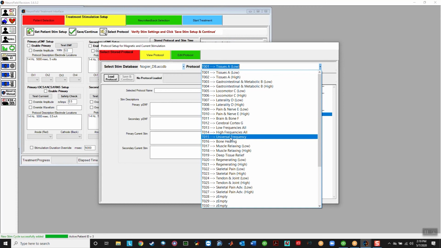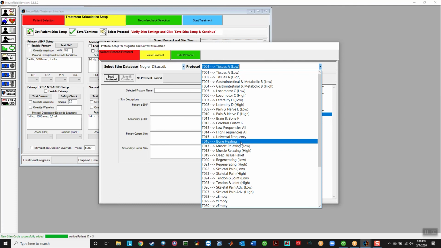And then there's a bone healing protocol that we've seen used with a number of patients that had specific bone breaks and reported significant healing that happened. It was accelerated, where it was faster.